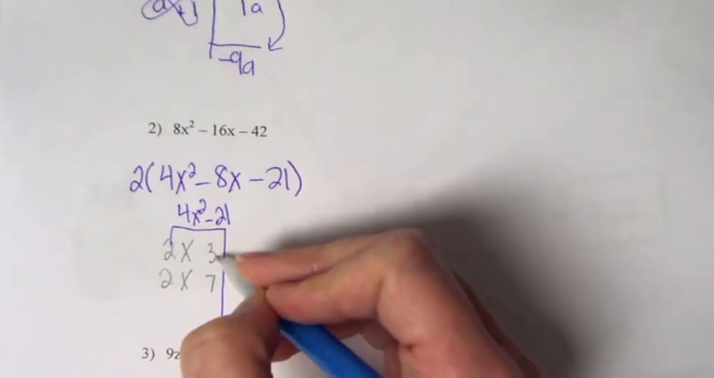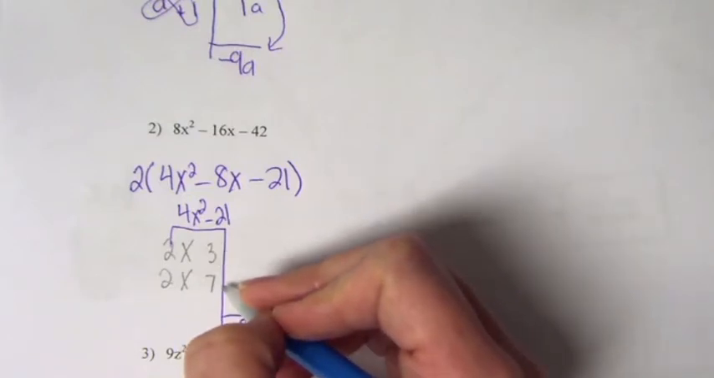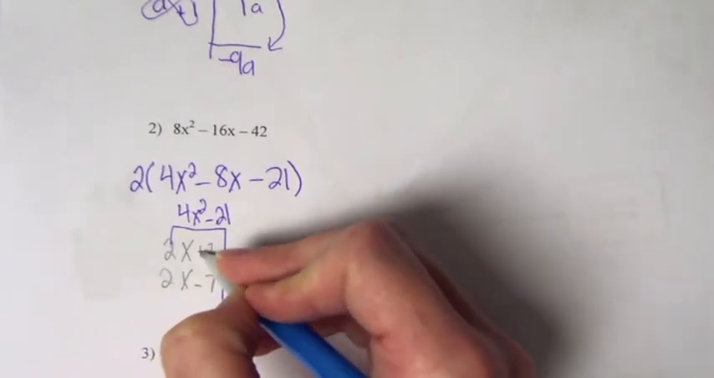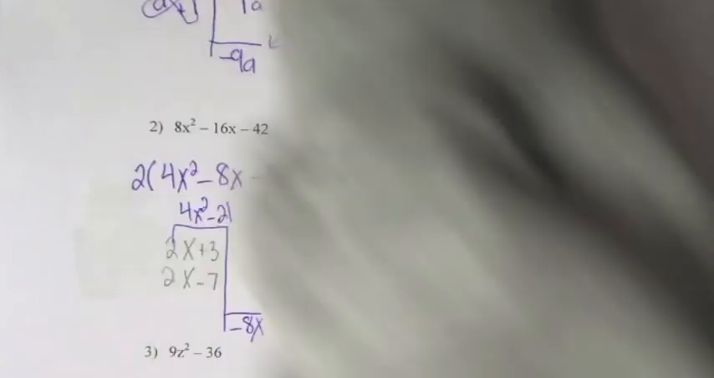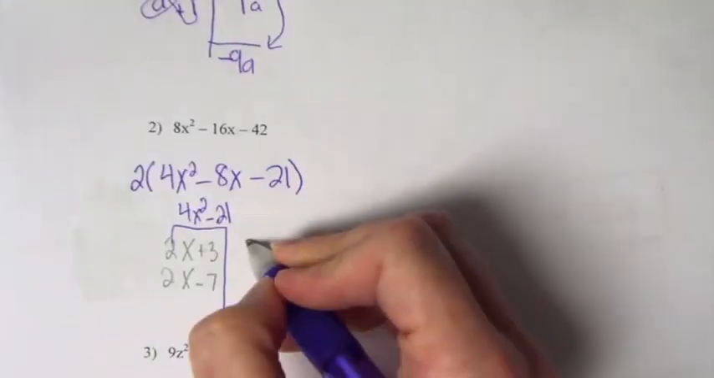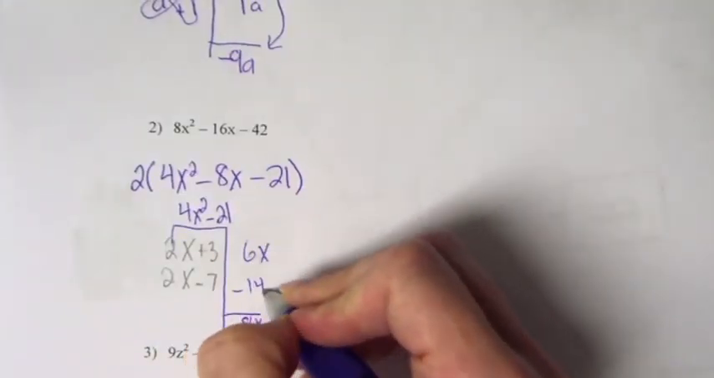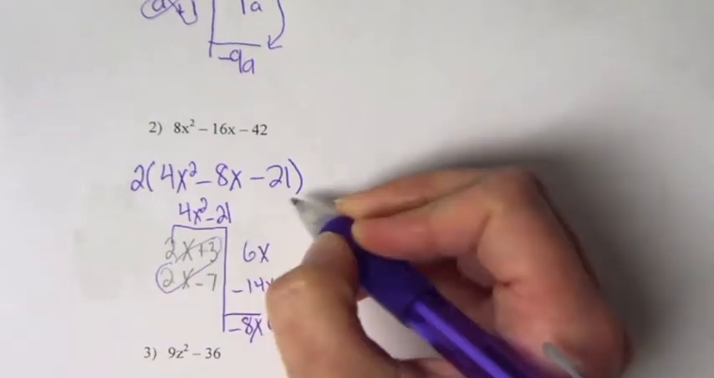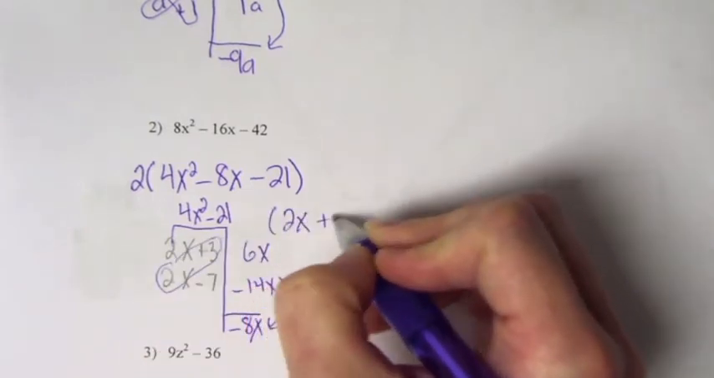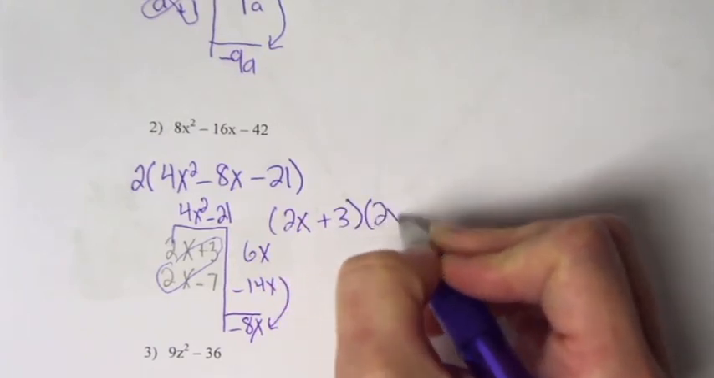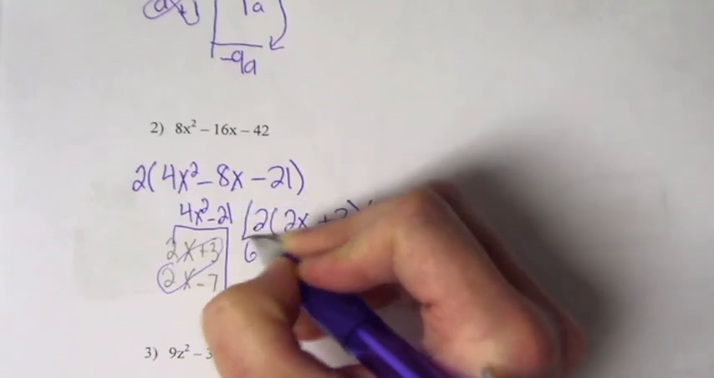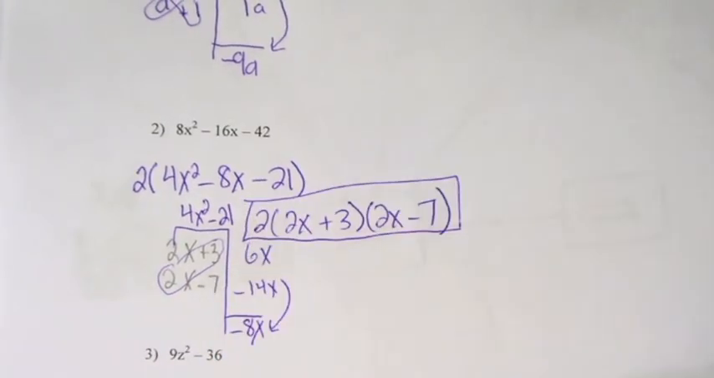It's going to be 6 and 14, which the difference in 6 and 14 is 8. So I believe this will work. The 7 will have to be negative, the 3 will have to be positive. So that'll give us 6x and negative 14x, which does in fact give us negative 8x. So our factors are 2x plus 3 and 2x minus 7. And then also you have to bring this 2 that we factored out back down here. So this is the factored version.